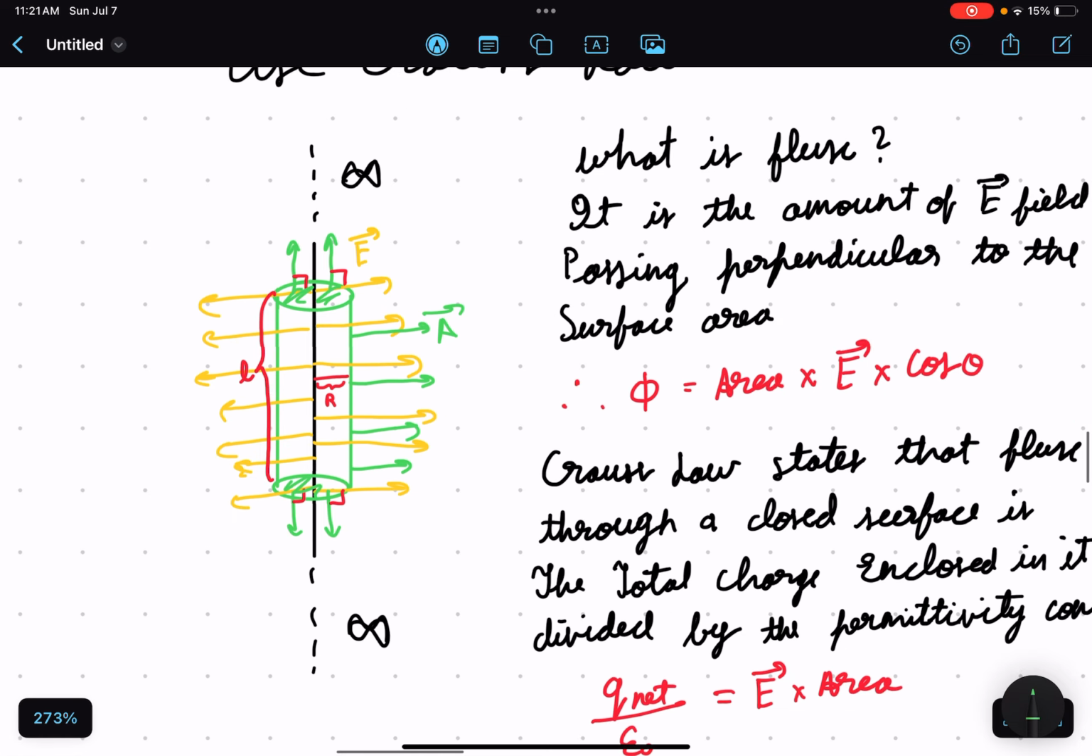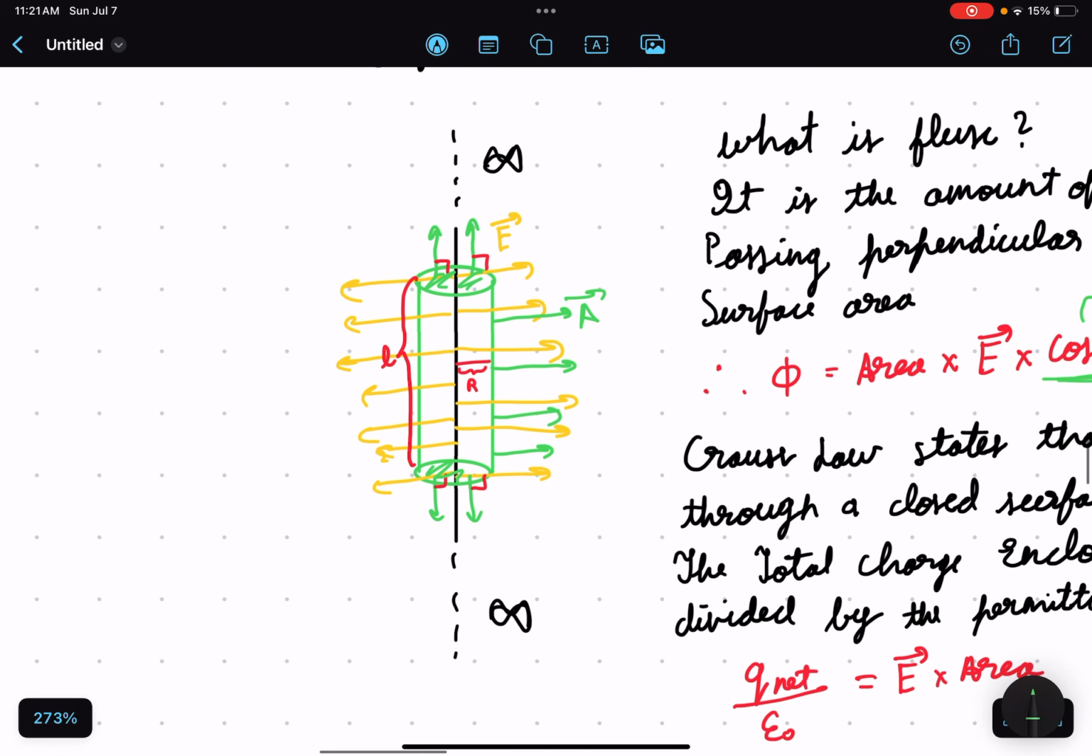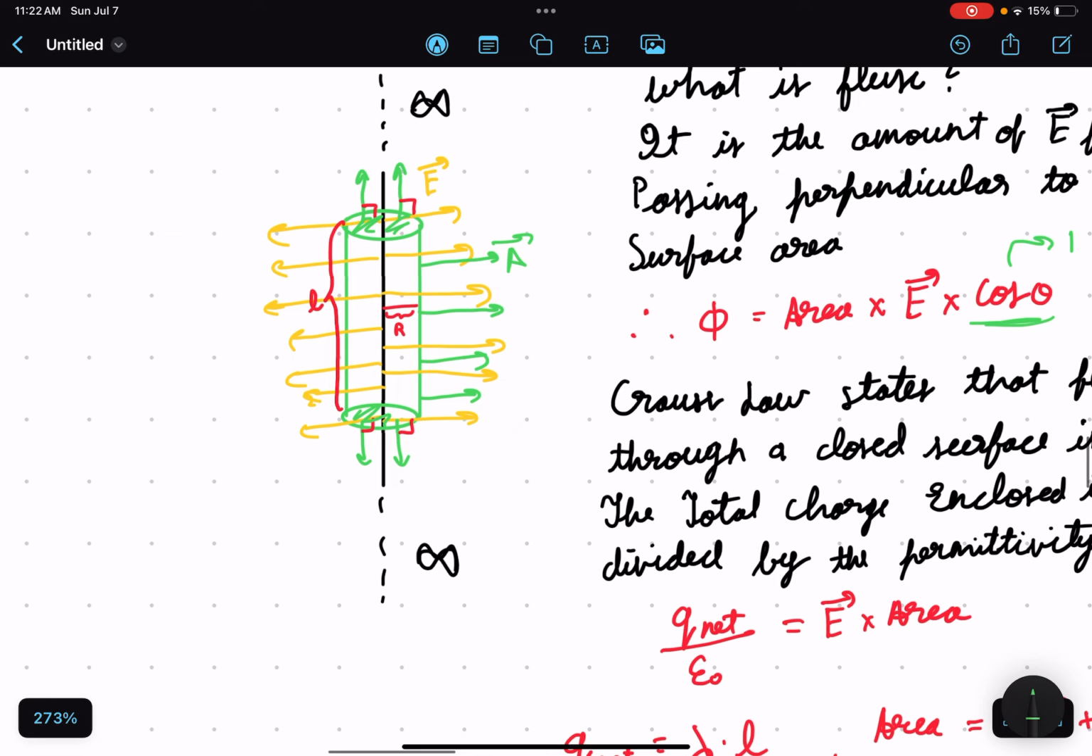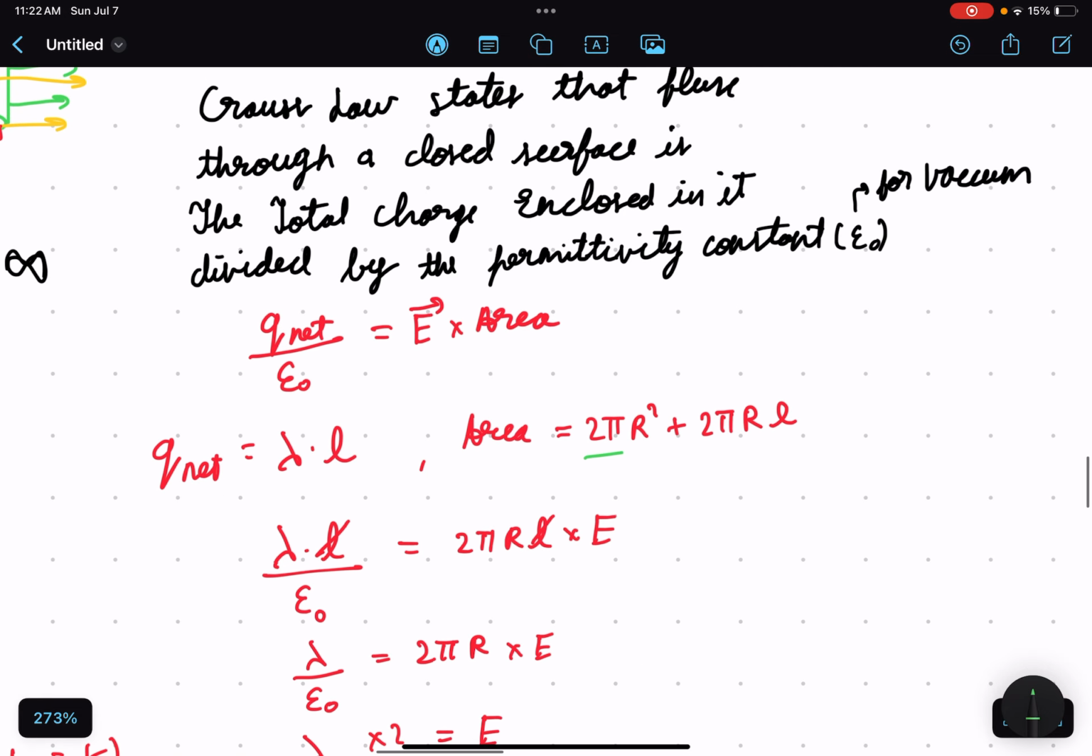So the theta value is going to be 0, and if we plug it into this equation, this is going to result in 1, which is basically the most amount of flux possible in this case for this area and for this electric field. So we can ignore the top and bottom areas, and we only have to consider the curved surface area. So we can ignore this area, which is basically the top and bottom area, and this is actually the curved surface area, and we only have to consider this.